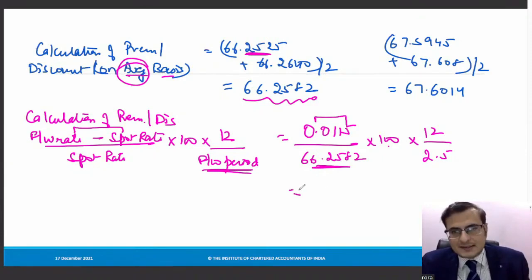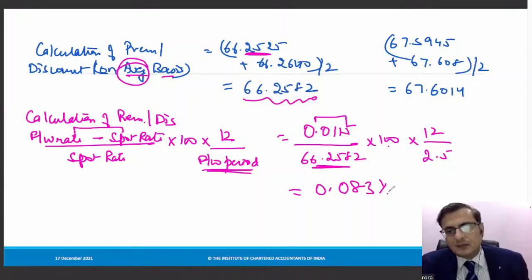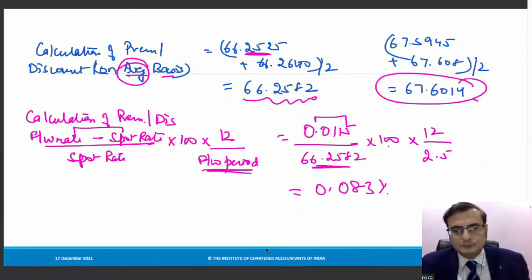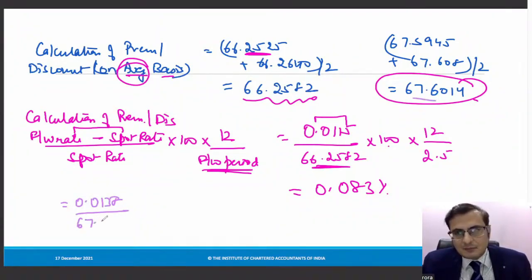So percentage you will get, because already 100 is there. Don't do the percentage again. And for this one, I'm doing it over here. For the premium, you remember, 0.0138 divided by this rate, 67.6014 into 100 into 12 by 2.5.